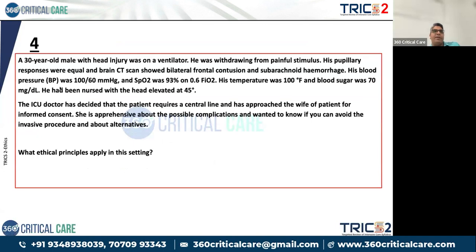All right. Fourth question: a 30-year-old male with head injury was on a ventilator. He was withdrawing from painful stimulus. His pupillary responses were equal and brain CT scan showed bilateral frontal contusion with subarachnoid hemorrhage. Blood pressure was 100 by 60, saturation of 93% on an FiO2 of 0.6. Temperature is 100 degrees Fahrenheit, and blood sugar was 70 milligram per deciliter. He has been nursed with head elevated at 45 degrees. As the ICU doctor, you decided that the patient requires a central line, and you approach the wife for informed consent. She is apprehensive about the possible complications and wanted to know if you can avoid the invasive procedure and about alternatives that are present. What ethical principles apply in this setting?